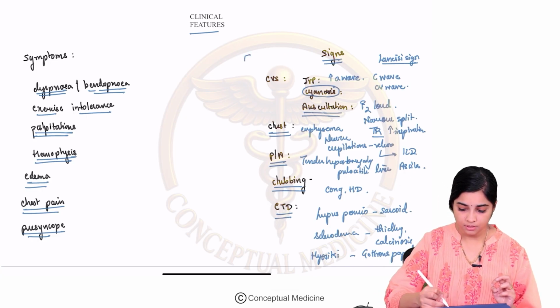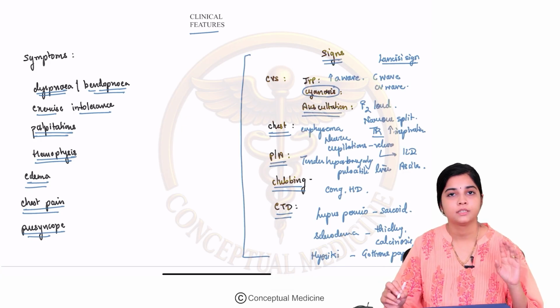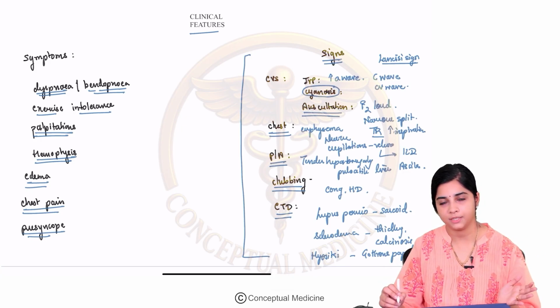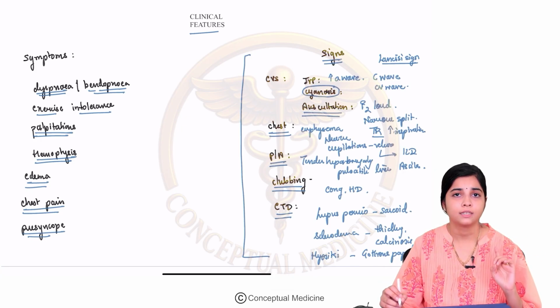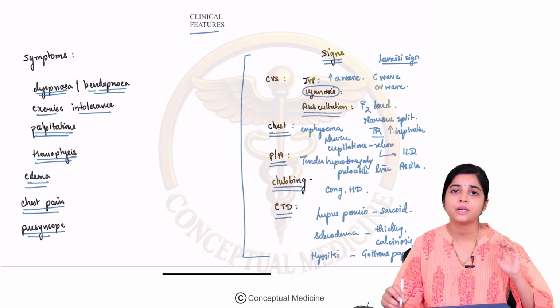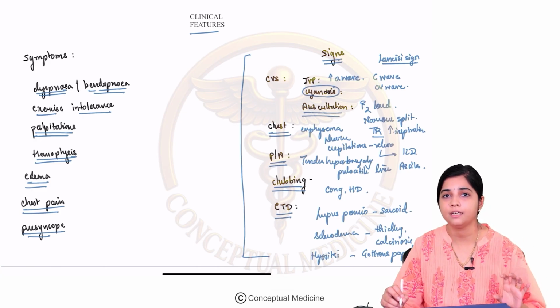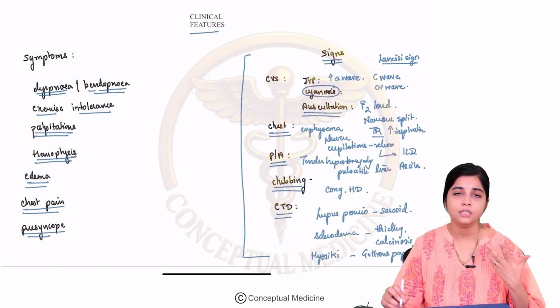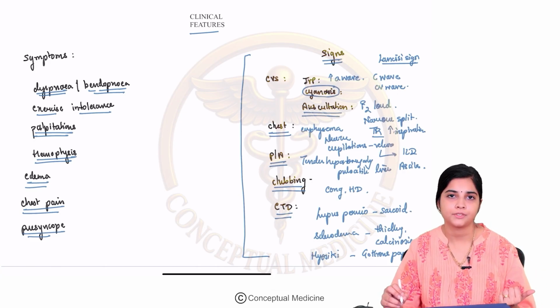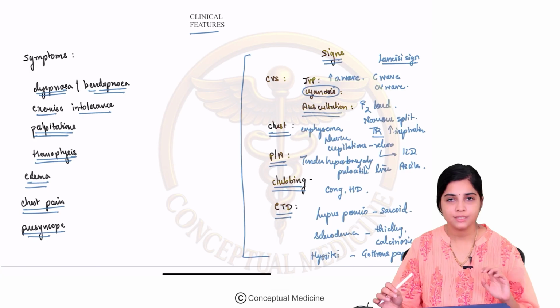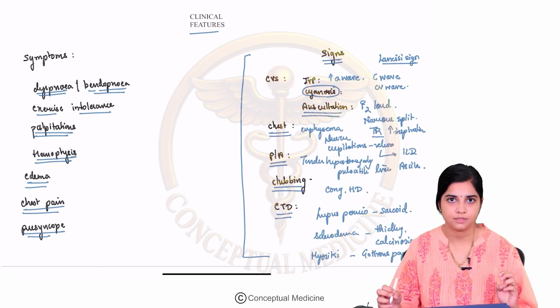So, this is about how different systems are involved in your pulmonary hypertension. Whenever you get a case of pulmonary hypertension, please do a head-to-toe examination, because it can help in pointing out the cause for your pulmonary hypertension. Alright, clear? So, this is about the various clinical features.